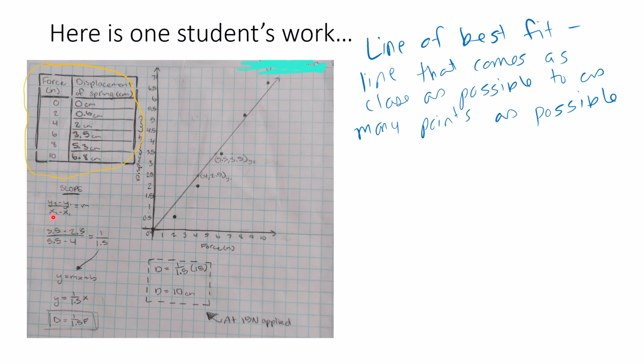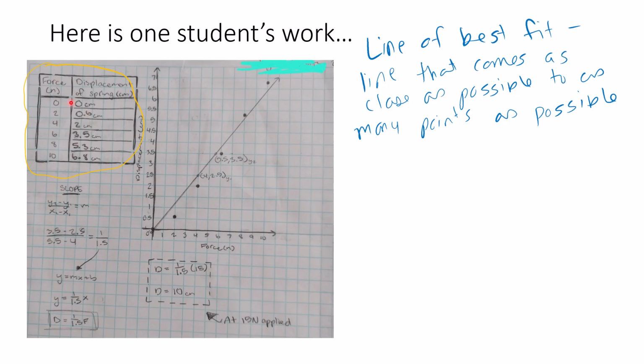Now here she's got her formula for slope. So y2 minus y1 over x2 minus x1. And she actually labels the work there is equal to m. She plugs in her numbers. So 3.5 minus 2.5, difference in the y's, over the difference in the x's, 5.5 minus 4, and she ends up with 1 over 1.5. So she says her slope is 1 over 1.5, has a little arrow. So there's her slope-intercept form. She plugs in 1 over 1.5 for the m, and she pulls the 0 from her graph and her data table.